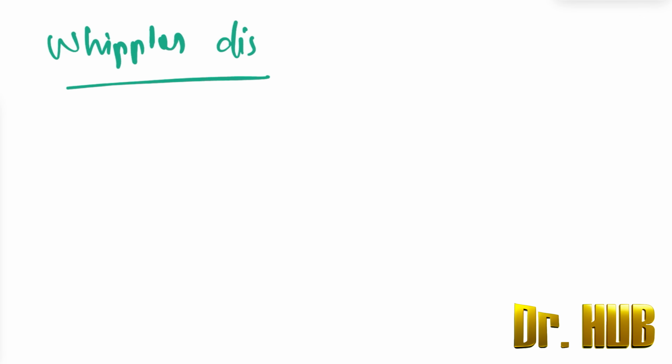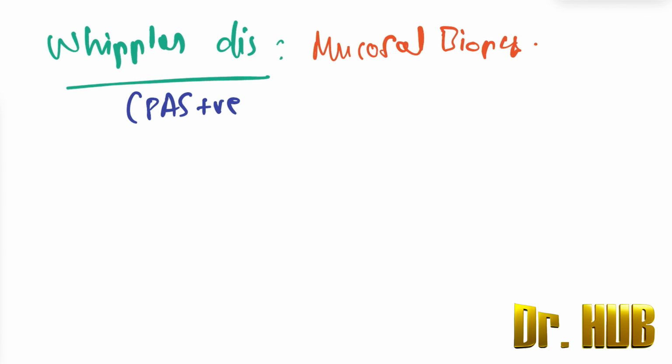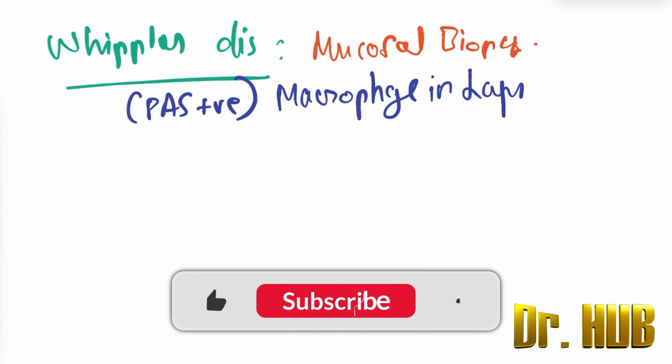Then we move on to Whipple's disease. What does Whipple's disease need? The investigation is the mucosal biopsy. And what does this show? It shows PAS positive macrophages in the lamina propria.